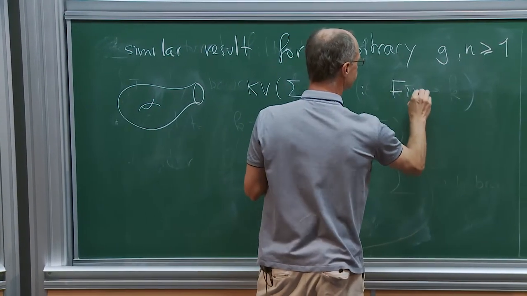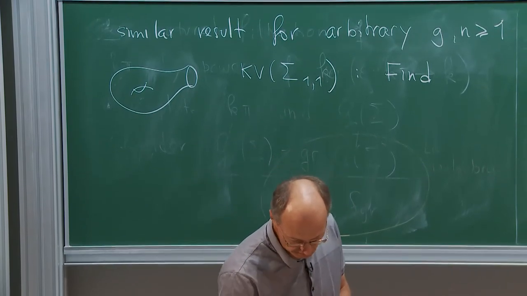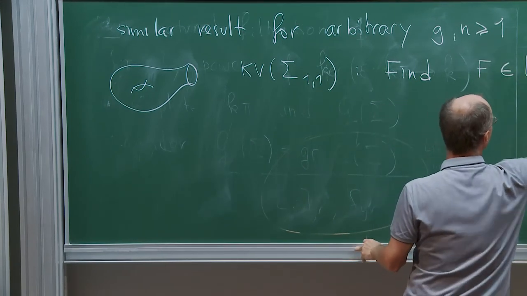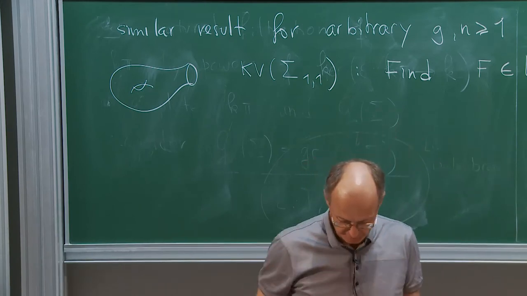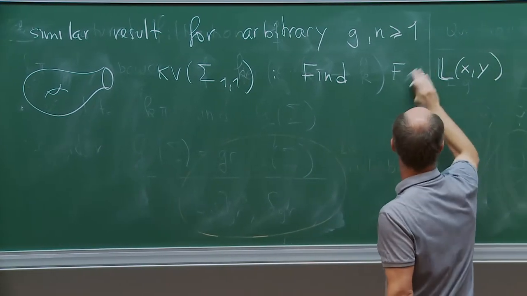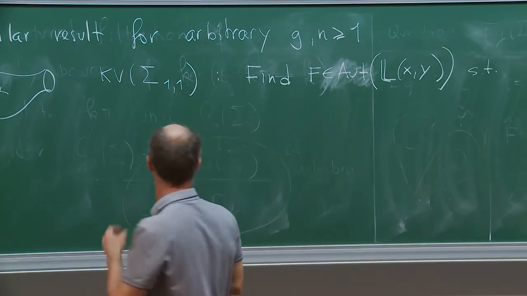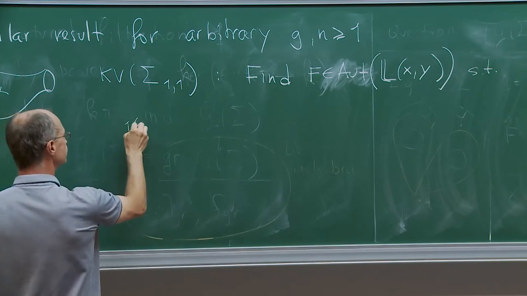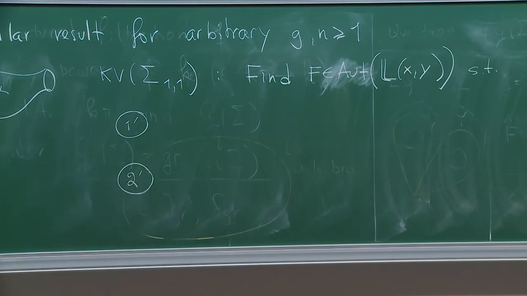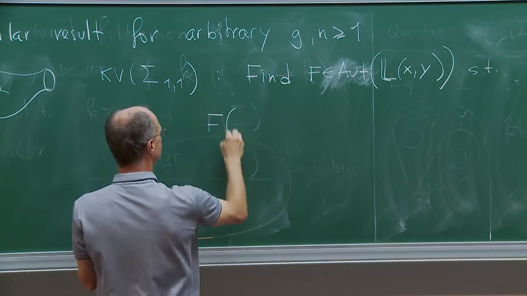Well, let me formulate it. One needs to find F. It's going to be, again, just by chance, an automorphism of a free Lie algebra with two generators, which satisfies, again, two equations. There will be no equation zero, but there will be equations 1 prime and 2 prime. And equation 1 prime says the following. F.